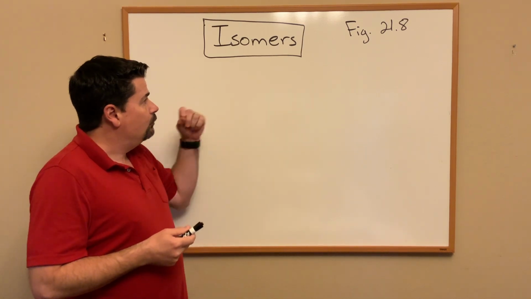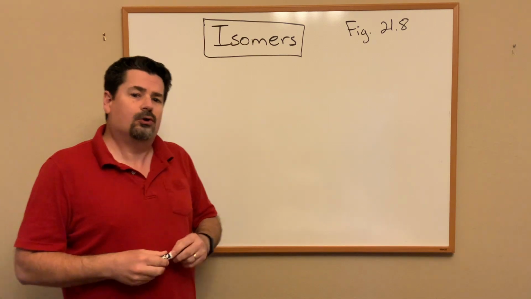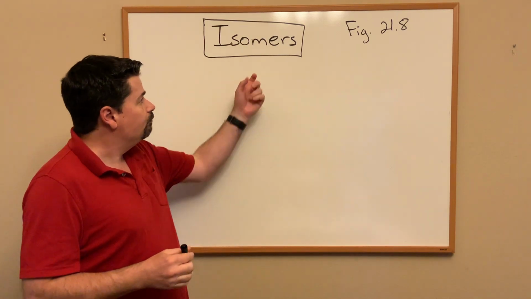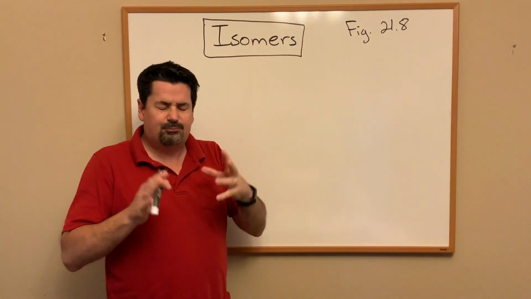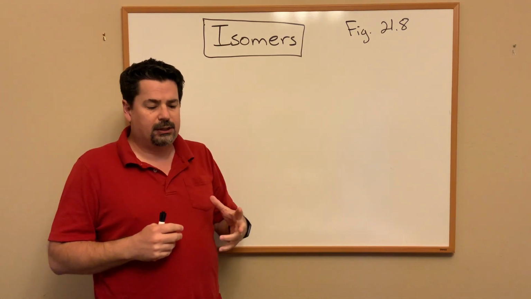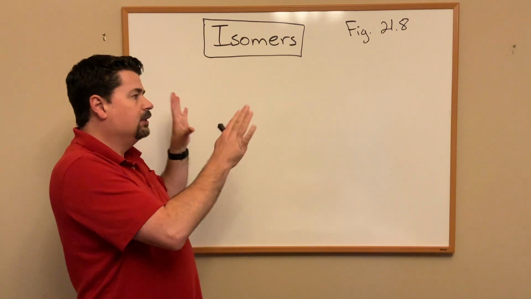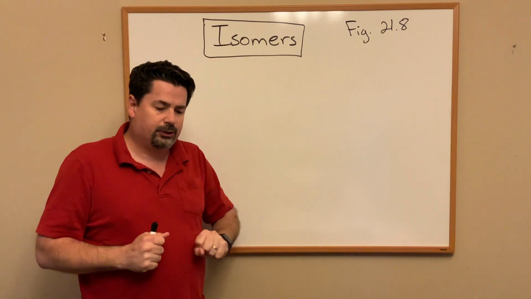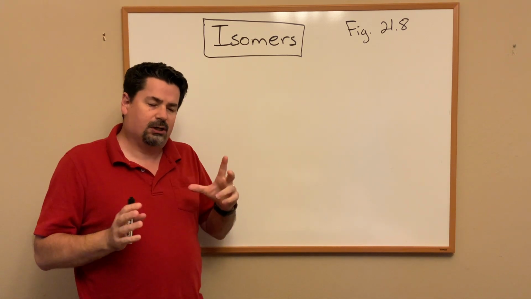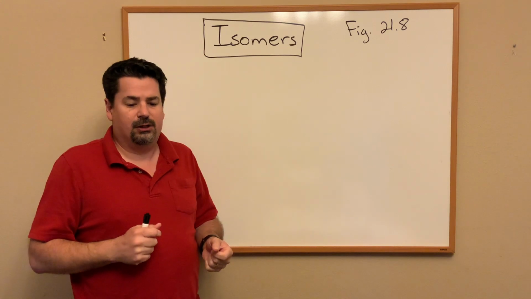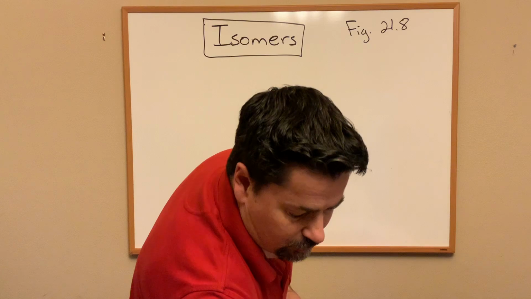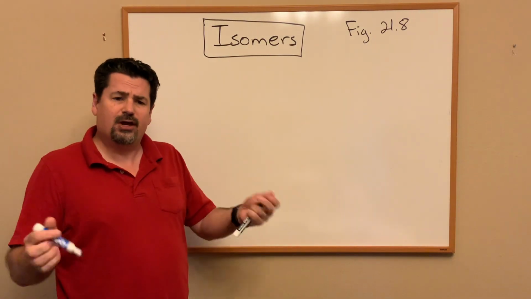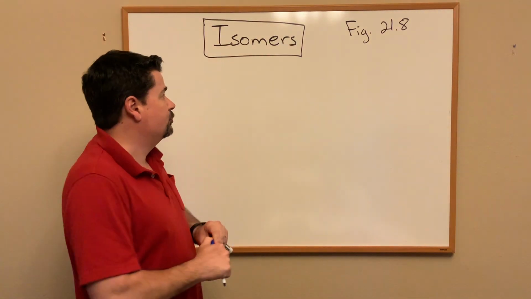Anyway, we'll continue in chapter 21 talking about coordination compounds. In particular, I want to look at isomers. Figure 21.8 kind of maps out how isomers are related, so I thought I'd draw that on the board here in bits and pieces and add in definitions and examples. So what are isomers? Well, isomers have the same formula but different structures.